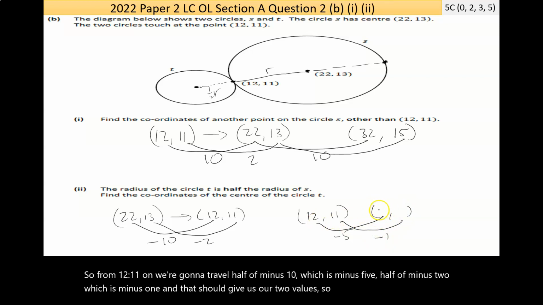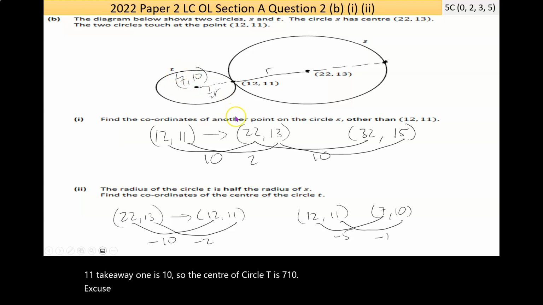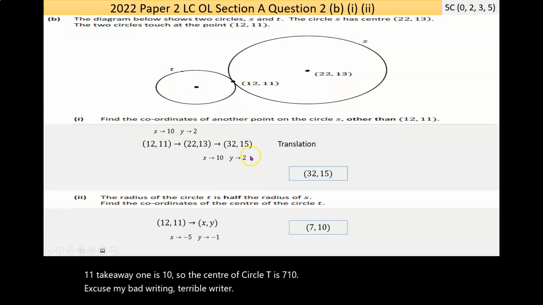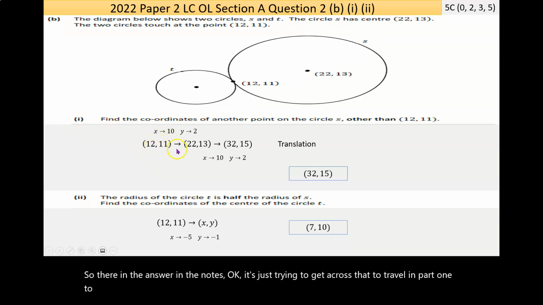So 12 take away 5 is 7. 11 take away 1 is 10. So the center of circle T is 7, 10. Now, excuse my bad writing, I'm a terrible writer. We see there in the answer in the notes that it's just trying to get across that in part 1, to travel from 12, 11 on to the center, moves 10 on the x, 2 on the y. We have to do the same distance to get to the other side of the circle.